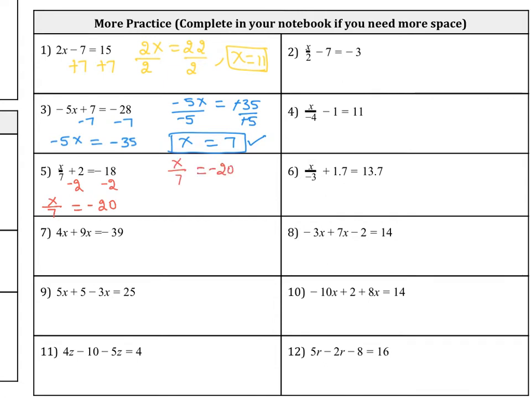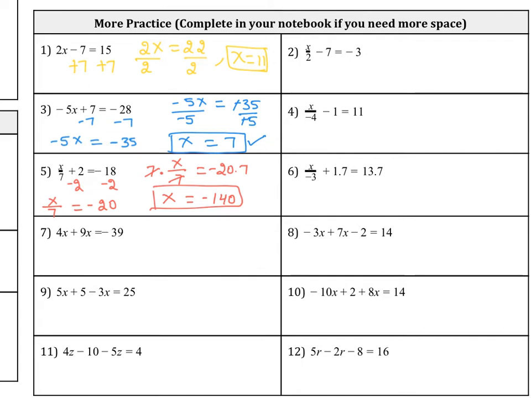So the opposite operation for division is multiplication. So you're going to multiply the 7 on both sides. This 7 and this 7 will cancel each other, and you're going to get x equals negative 20 times 7. So negative 20 times 7 would be 140 with negative sign, and that's your answer.